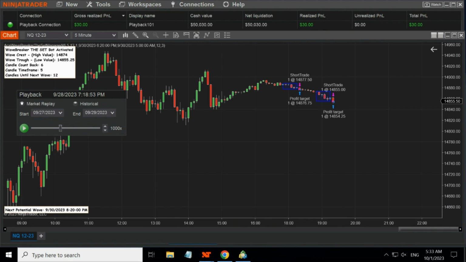Today I'm going to introduce you to one of our new bots, Wavebreaker the Set. Wavebreaker the Set uses the same strategy as Wavebreaker, one of our initial beginner bots, but it pretty much aligns a number of waves in a row so that you can take the breakout of each of those waves.